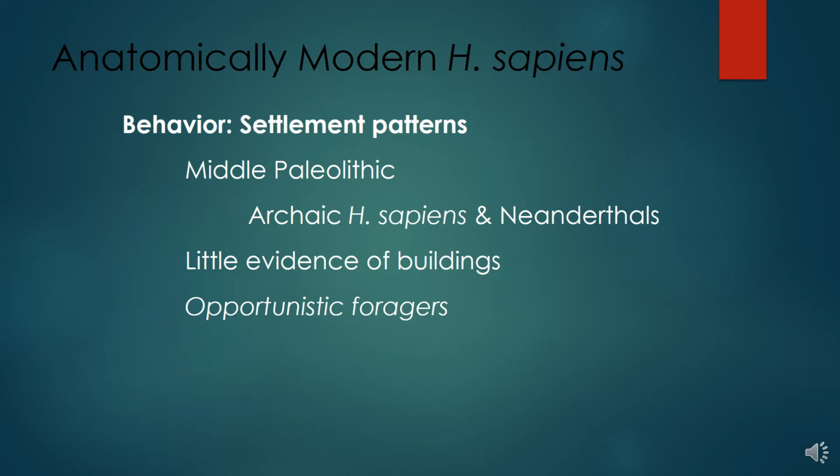Now, a couple of important behavioral changes associated with anatomically modern humans. The first of these relates to settlement patterns. When we are looking at the Middle Paleolithic with archaic Homo sapiens and Neanderthals, we see very little evidence of buildings. People were making habitations in rock shelters, really just taking advantage of the natural geography and the natural shelters that existed. They were also opportunistic foragers, so they were taking advantage of the herd animals or other animals that existed within a geographic territory rather than necessarily searching out other species.